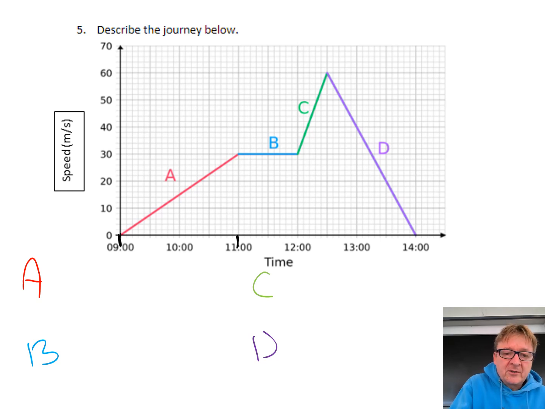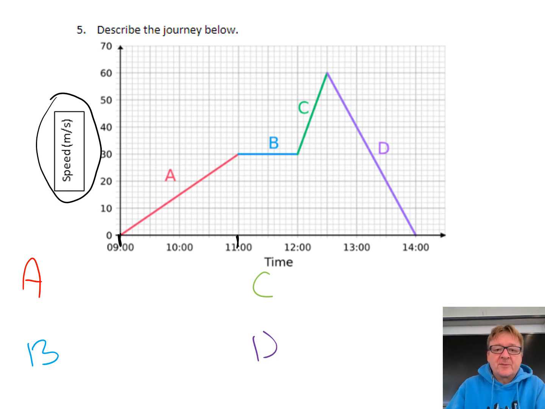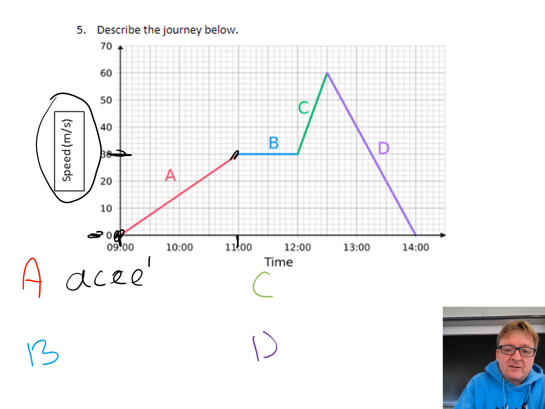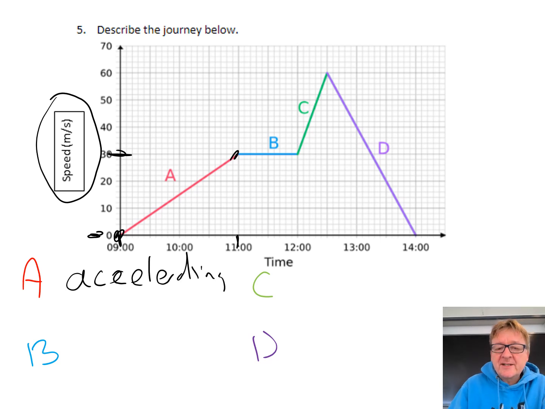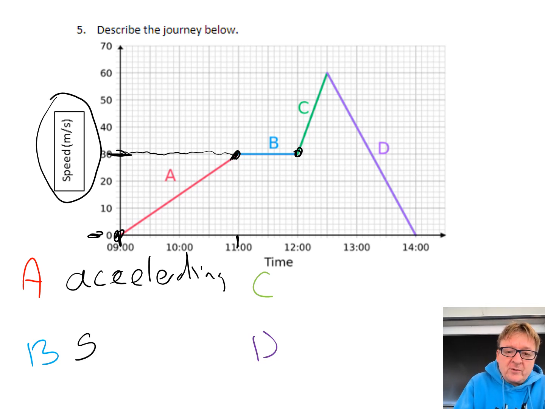But if I now look at this axis here, this axis now tells me it's the speed that it's going. So from here to here, it's going from 0 meters per second up to 30 meters per second. So what it's doing there, it is accelerating. It's getting faster from 0 to 30. Then I look at B. Before it was stationary, but now if I use my lovely straight ruler and I go all the way across, it's travelling at 30 meters per second. So therefore, it is going at a constant speed. It's travelling at 30 meters per second.